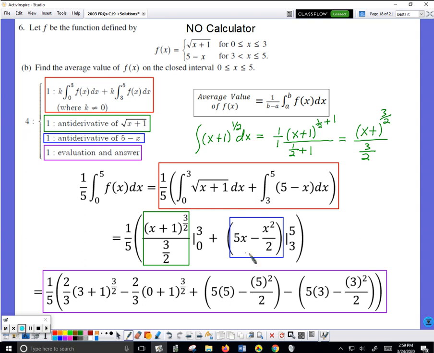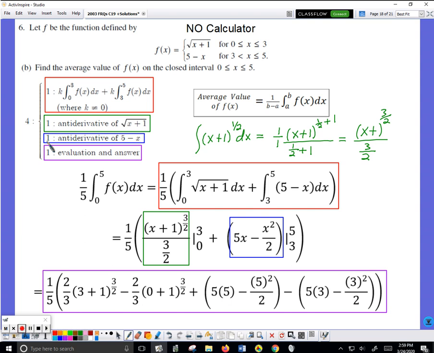Now I want to find this antiderivative. So the antiderivative of 5 is 5x minus the antiderivative of x is x squared over 2. So if you have the blue box, then it's bar 3 to 5. You get the second point, well you get another point here.